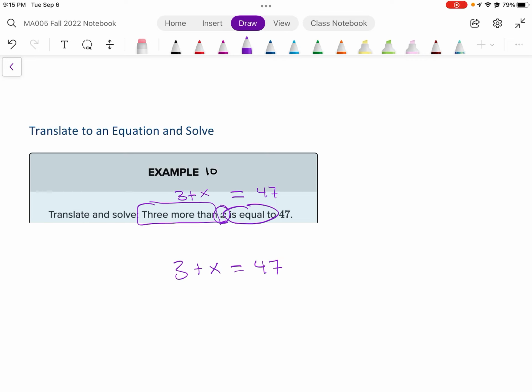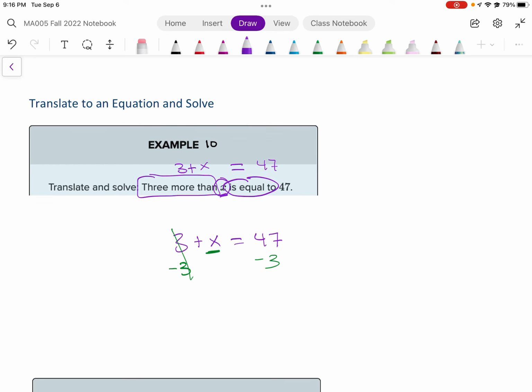Now we're supposed to solve. We want the x by itself, so we're going to say minus 3. Since it's added, we subtract. If it's subtracted, we add. So you do the opposite. And we get x equals 44. And you can double check. 3 more than 44 is 47. Is that true? 3 more than 44 is 47. I would go back to the words so you can really make sure you did it all right.